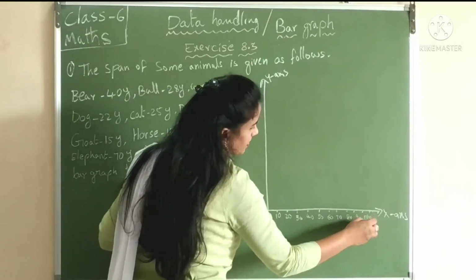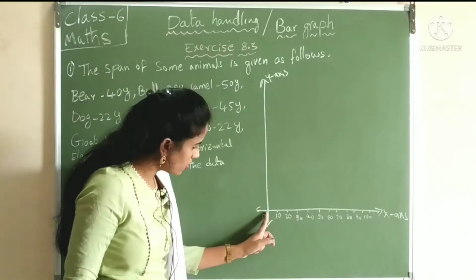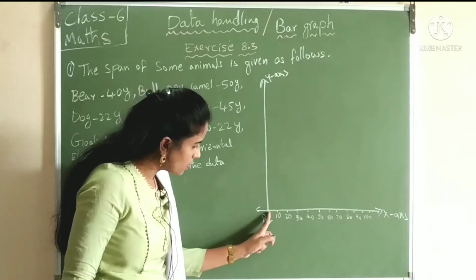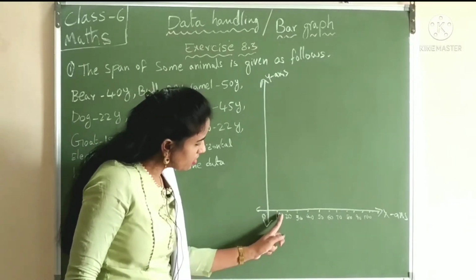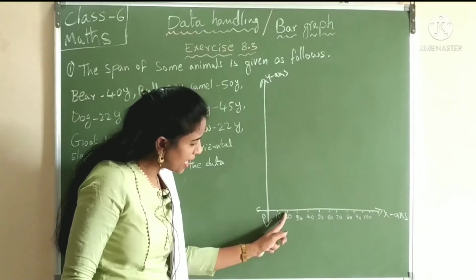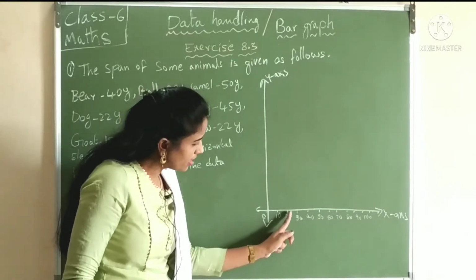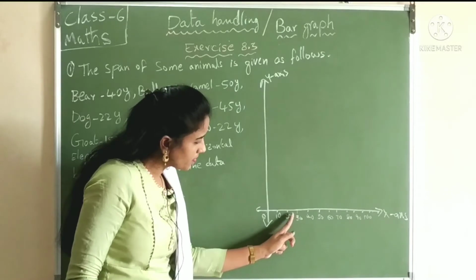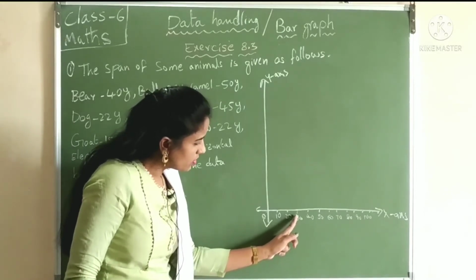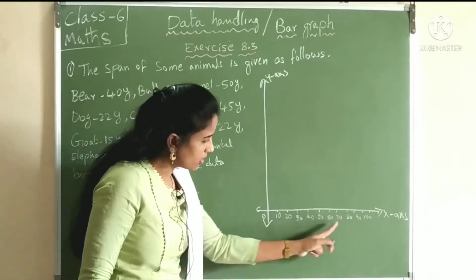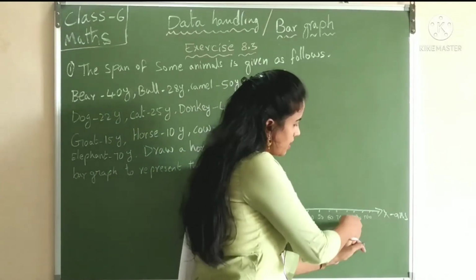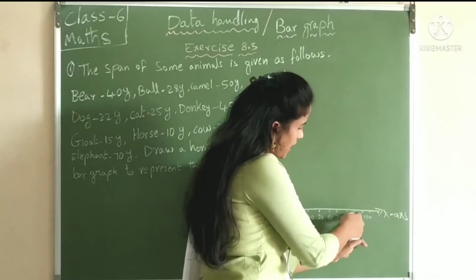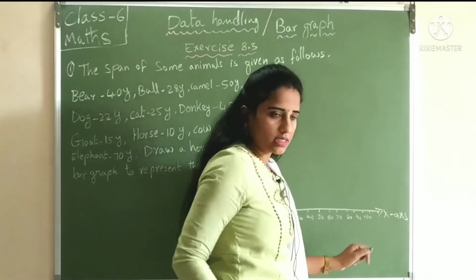See here, between 0 and 10 there are the numbers 1 to 9. Between 10 and 20 there are 11 to 19. Between 20 and 30 there are 21 to 29, like that. Between 90 and 100 there are 91 to 99.